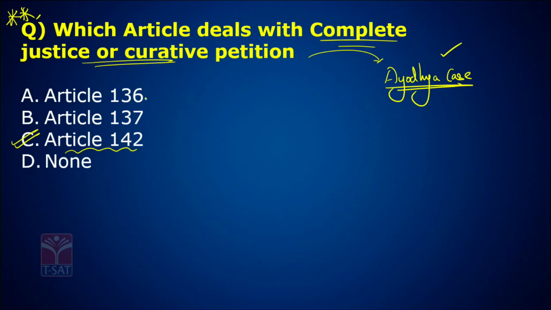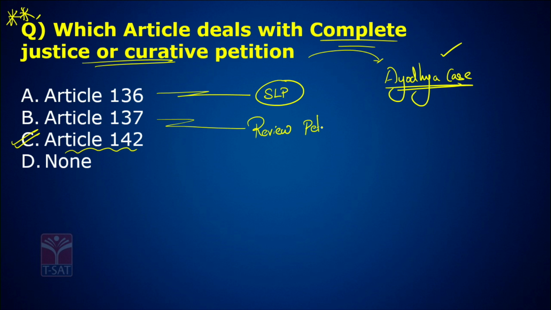You all know article 136, I told you just before also, it talks about special leave petition. Now what is article 137? It talks about review petition. Article 137 talks about a review petition. 142 talks about curative petition, right?